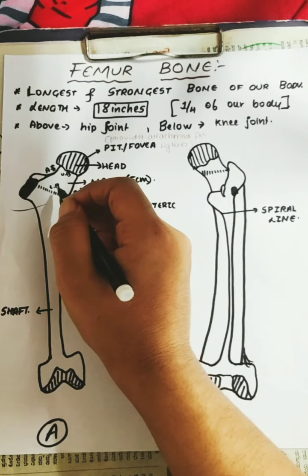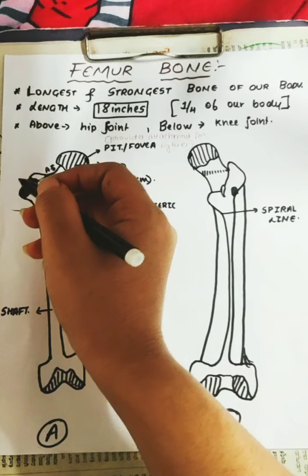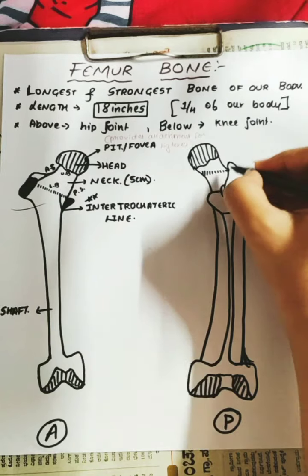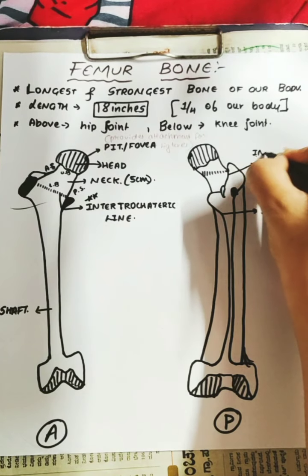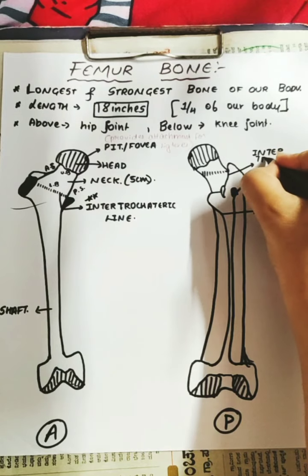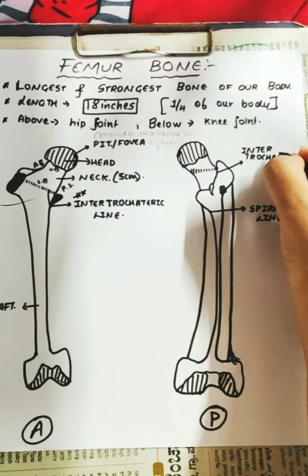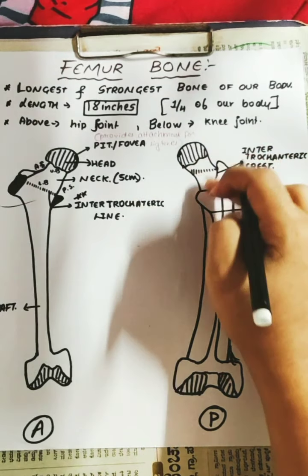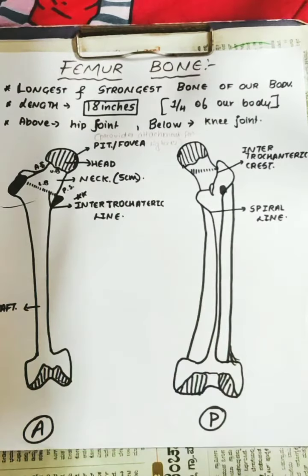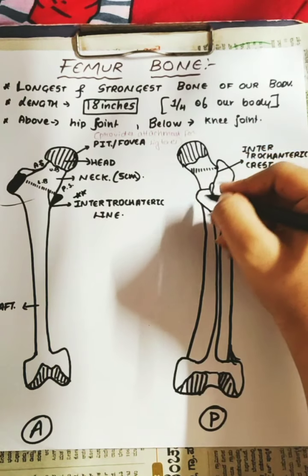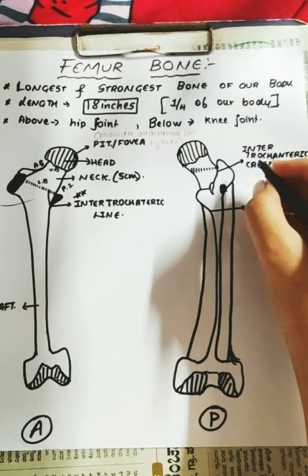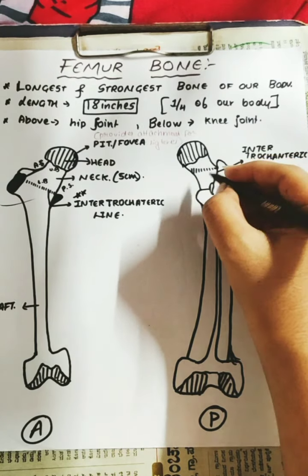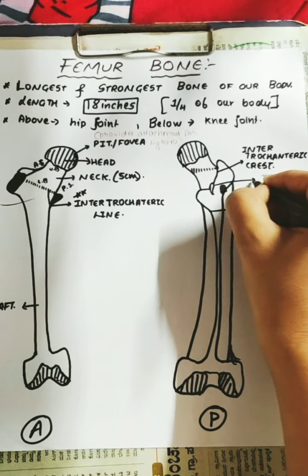After this, you can see the presence of the intertrochanteric crest. You can see a ridge-shaped structure here, and it is called the intertrochanteric crest. Between this crest, you can see a small bulb-shaped structure. It is called the quadrate tubercle. It is not the quadrate lobe; the quadrate lobe is present in the liver. So this is called the quadrate tubercle.